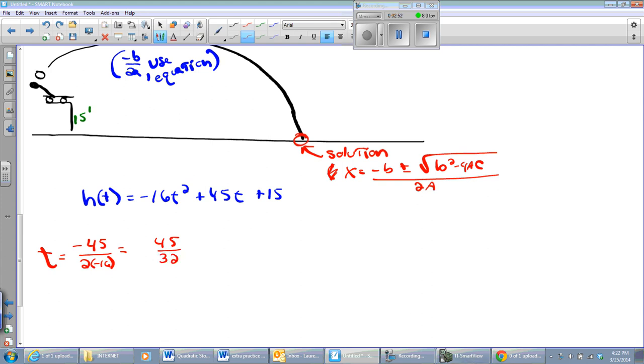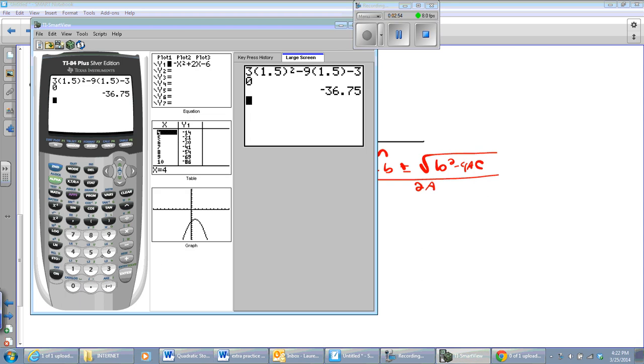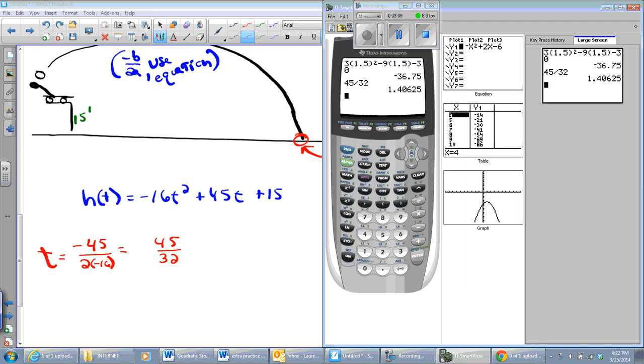Okay, I don't know that off the top of my head. 45 divided by 32, and you get this big, long, ugly decimal. Now that's in seconds, so it's 1.40625 seconds. I'm not going to round that right now. I know that the t-coordinate, the distance from here to here, is 1.40625.